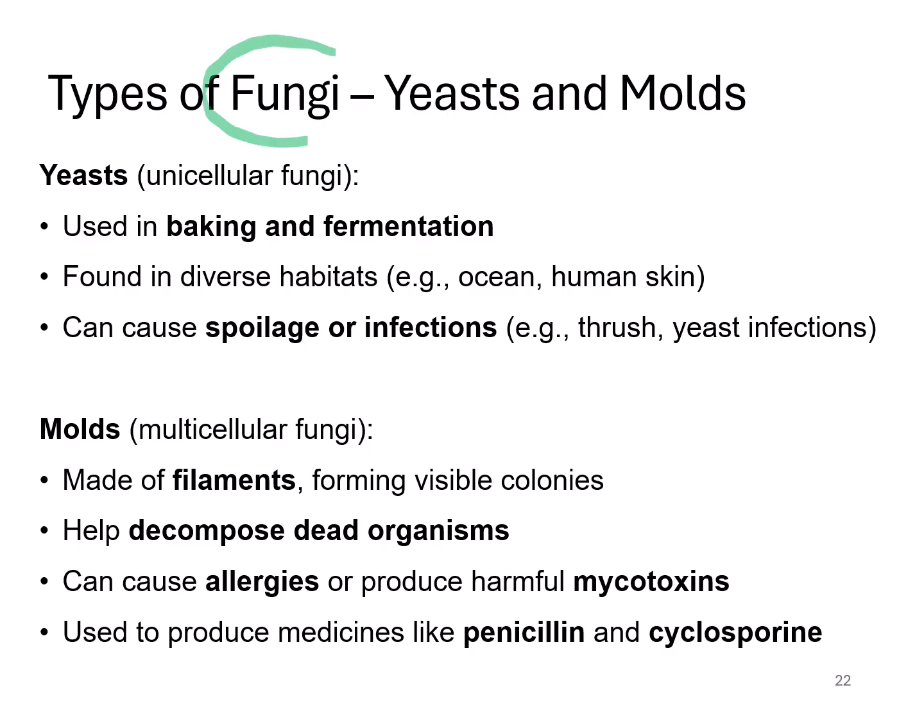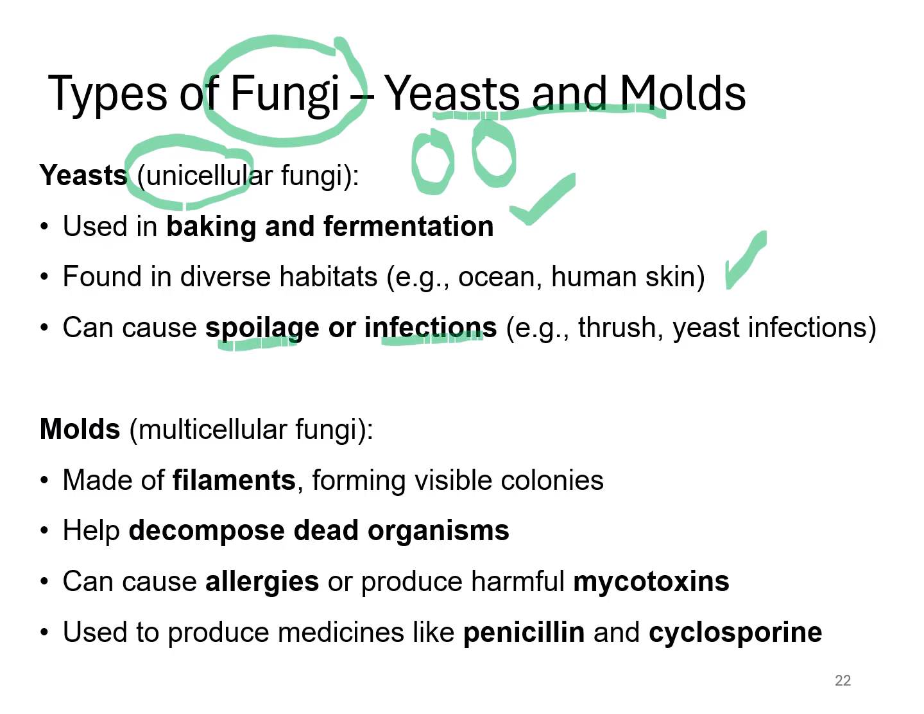So fungi are a kingdom with several forms, but the main types include yeasts and molds. Yeasts are single-celled fungi that look like an egg-shaped structure. They're often used in baking and fermentation and found in many different places, from the ocean to the human skin. They can cause spoilage of our foods. They can also cause infections, such as different types of skin infections, or thrush, which is a white growth in the back of the throat, or vaginal yeast infections.